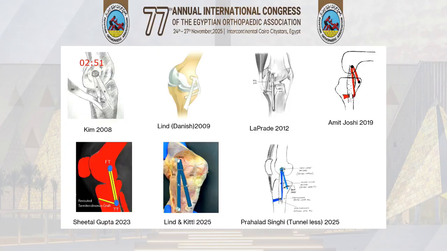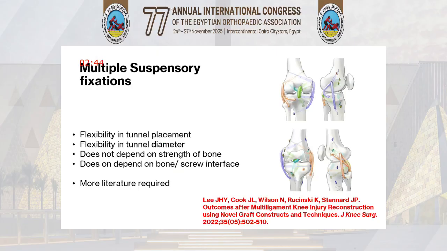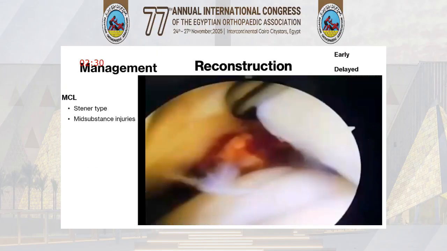And there are different techniques for reconstruction of the MCL that have been described in the literature. Fully suspensory fixation has also been described for multi-ligament knee injuries. I prefer to do these, and if required, I use interference screws, especially in high-grade cases. Moving on to reconstruction, this is a distal lesion.